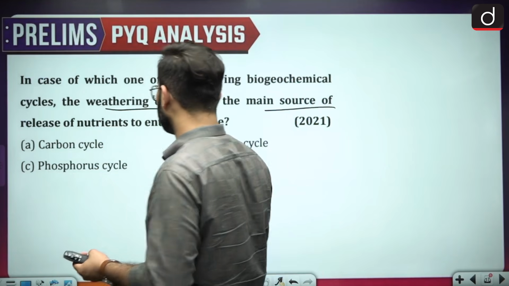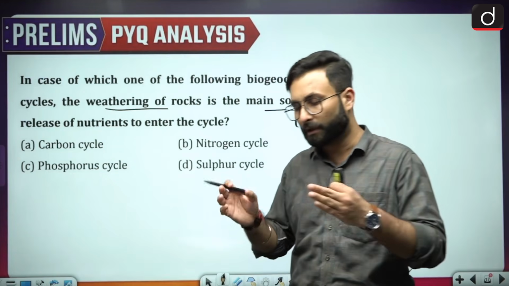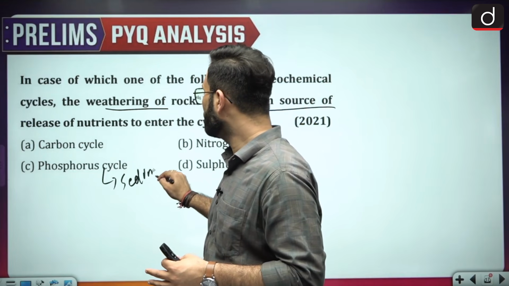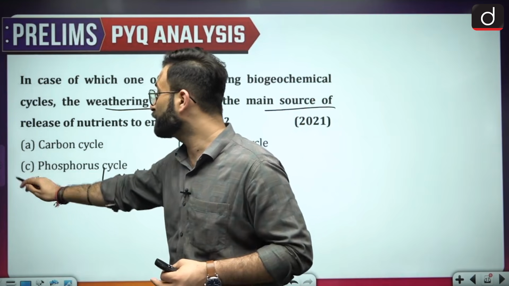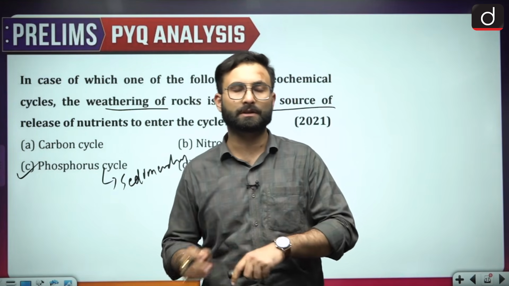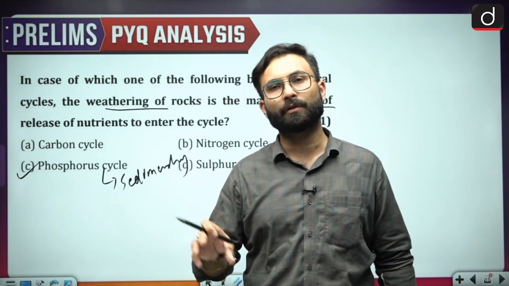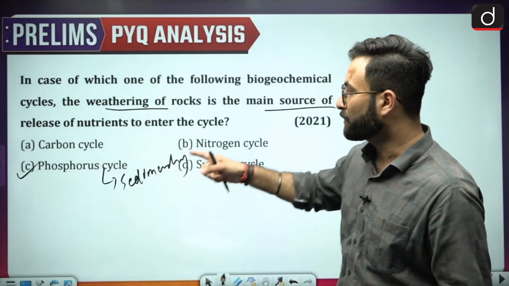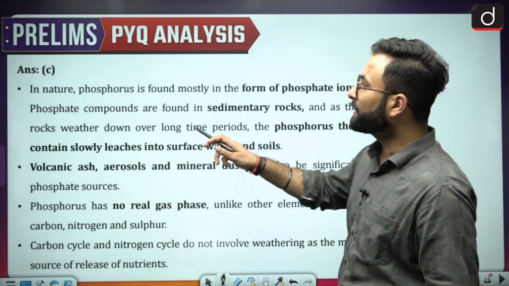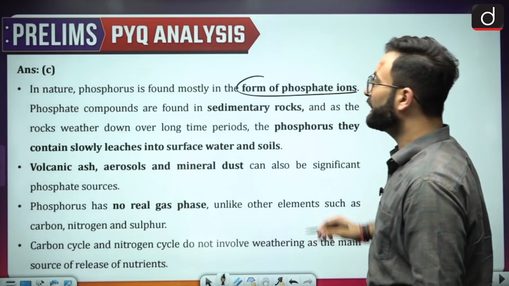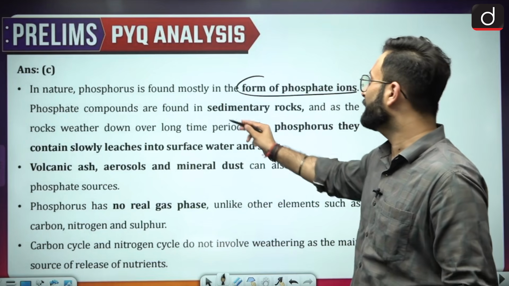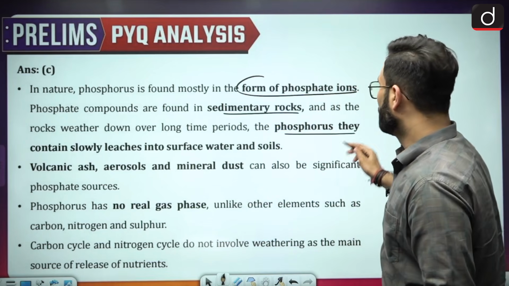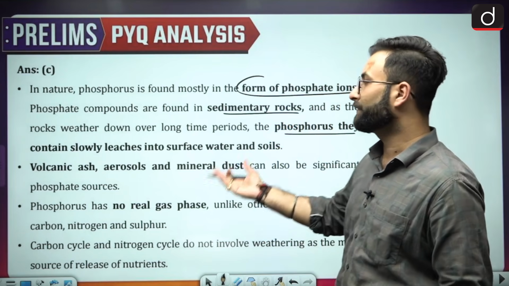But phosphorus does not have a gaseous form, and for that it will be present mostly in the sedimentary rock, and that is why the phosphorus cycle is the one wherein weathering of the sedimentary rocks will happen, and in that particular form phosphate ions will be getting into the phosphorus cycle. So option C is the right answer here. In nature, phosphorus is found mostly in the form of phosphate ions. Phosphate compounds are found in the sedimentary rocks, and as the rock weathers down after a long time, the phosphorus they contain slowly leaches into the surface water and the soil.